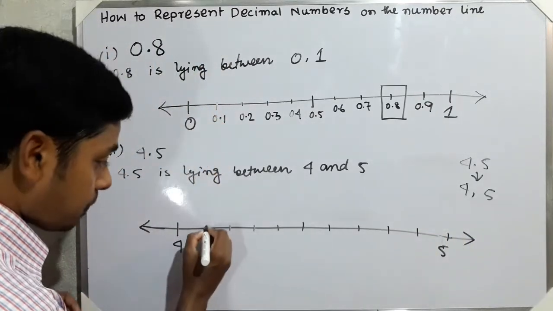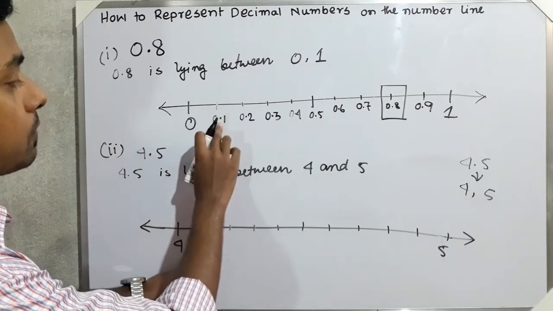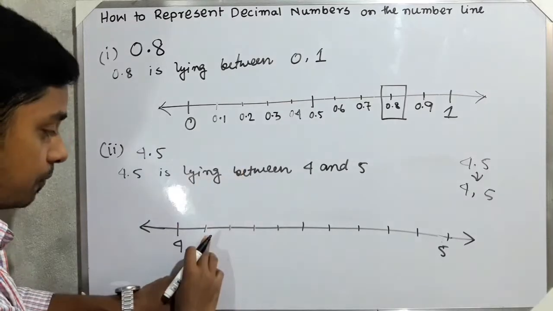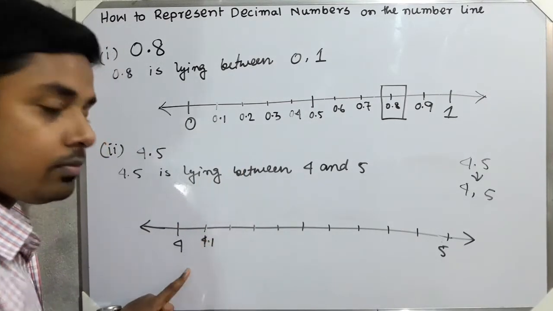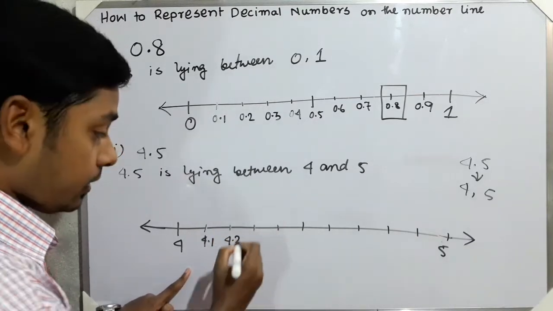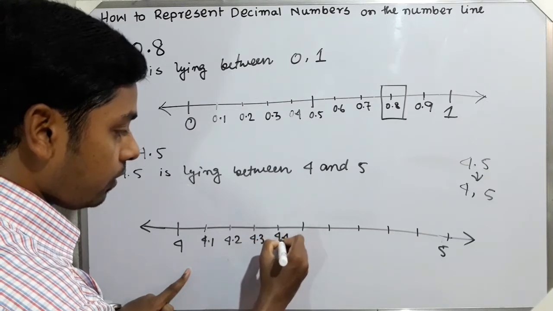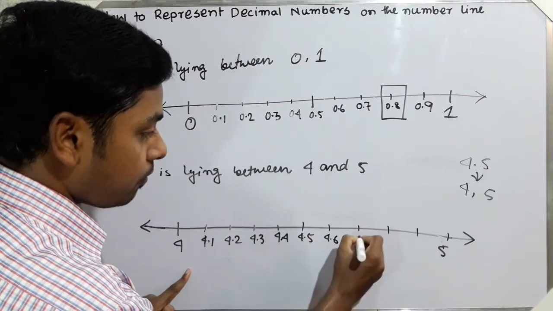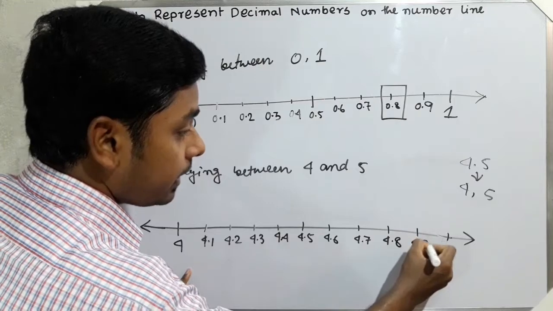Okay, so first part will be what? Here first part after 0, first part was what? After 0 it will be 0.1. So first part after 4 it will be 4.1. Then second one will be 4.2. Clear? Third one will be 4.3, 4.4. Okay, 4.5, 4.6, 4.7, 4.8, 4.9.